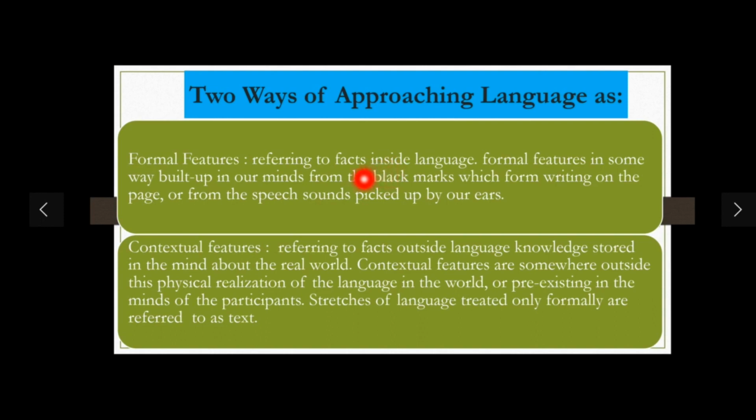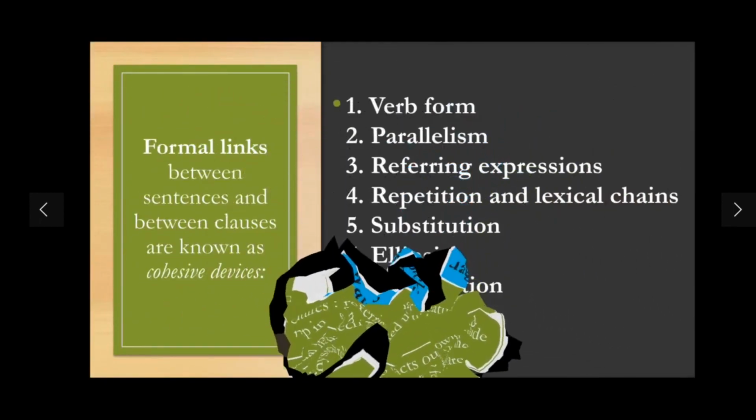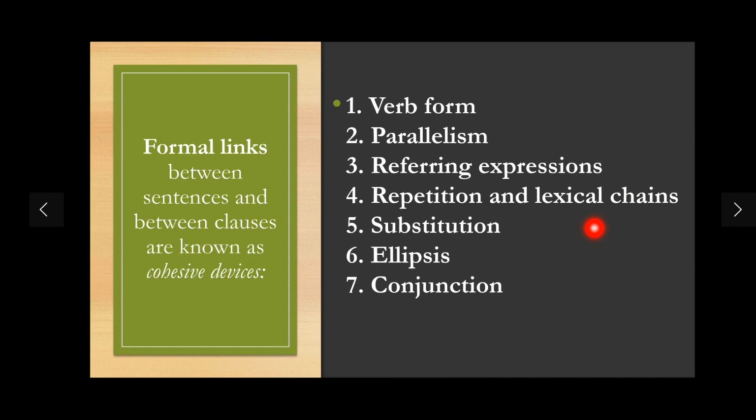While in cohesion, we look for formal features. Also, we call them cohesive devices. So this was the overall difference between cohesion and coherence in discourse analysis. So our focus of this lecture is to look for formal features or cohesive devices. We will discuss them one by one now. So here we have formal links. We will discuss these formal links one by one in detail now.